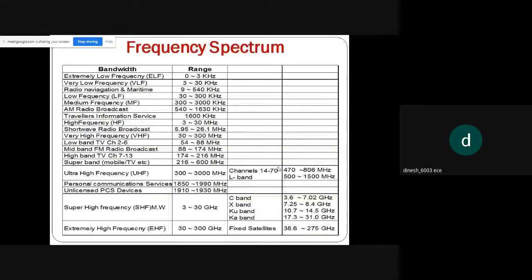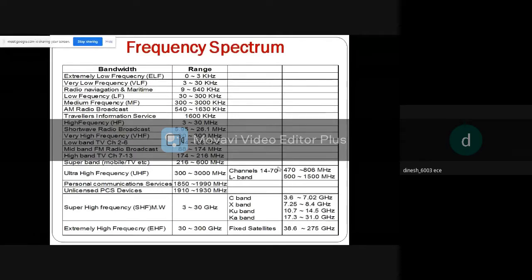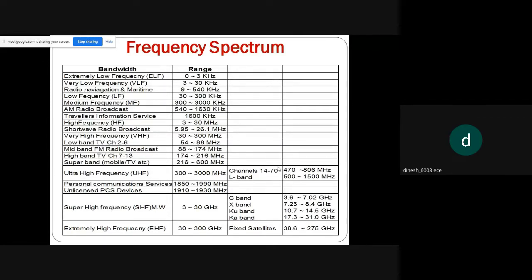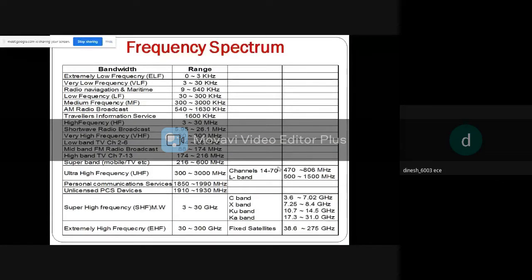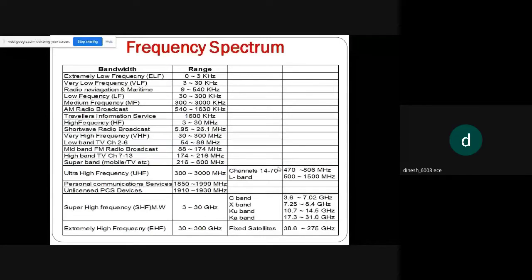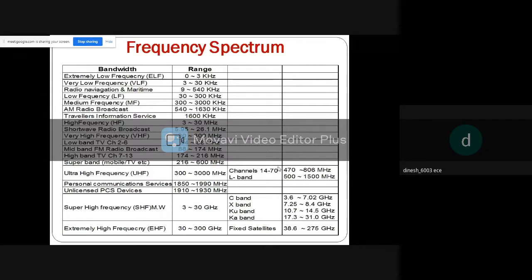So this is the frequency spectrum of the satellite communication of Intelsat. You have extremely low frequency, which is 0 to 3 kilohertz. Very low frequency 3 to 30 kilohertz, radio navigation and maritime 9 to 540 kilohertz, low frequency 30 to 300 kilohertz, medium frequency 300 to 3000 kilohertz. AM radio broadcast 542 to 1630 kilohertz, traveler's information service around 1600 kilohertz, high frequency 3 to 30 megahertz. Shortwave radio broadcast 5.95 to 26.1 megahertz is the frequency.